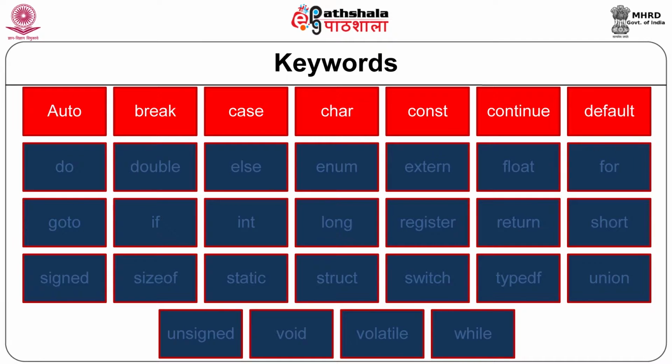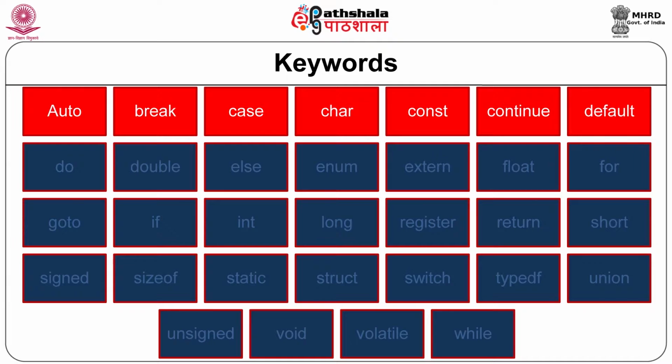The meaning of a keyword is already explained to the compiler. Hence, these keywords cannot be used as a variable name in a C program. If we do so, then we are trying to change the meaning of the keyword. Therefore, do not use these keywords as a variable name or identifier in the program.